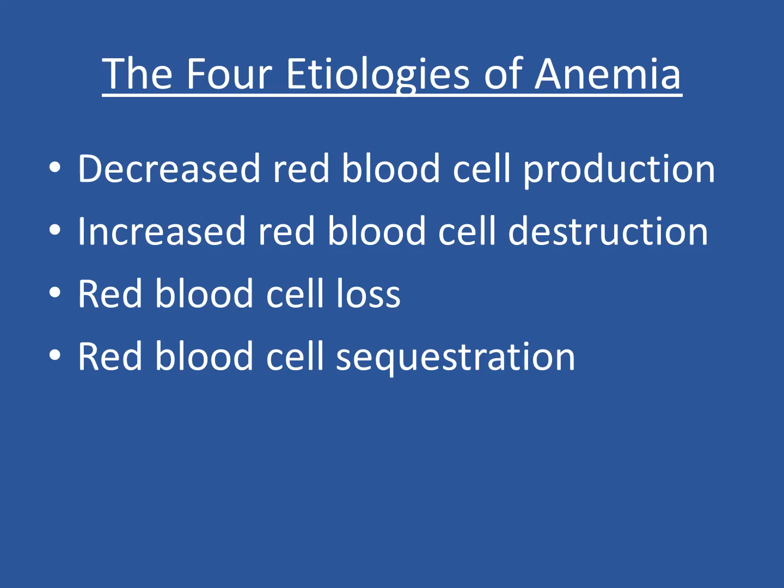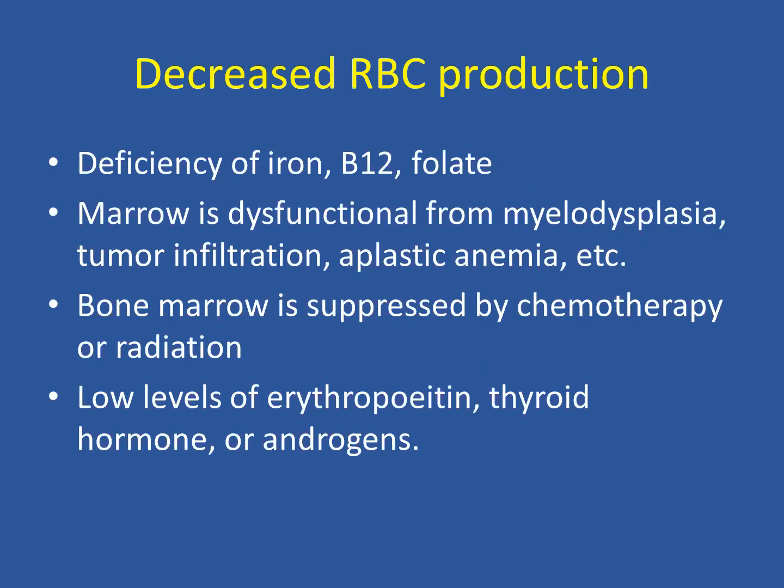Why does anemia occur? It has to be one of these four: decreased RBC production, increased RBC destruction, red blood cell loss, or red blood cell sequestration. So decreased RBC production is because of a deficiency of iron, B12, folate. The bone marrow does not have the raw materials to make RBC. Or the bone marrow is dysfunctional. There is tumor, there's leukemia, and that is causing the marrow to be dysfunctional. Aplastic anemia, the bone marrow is not working.